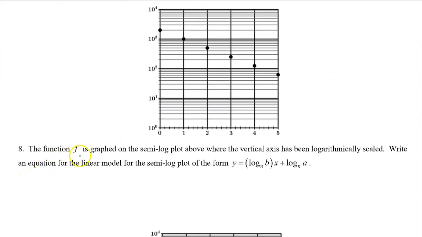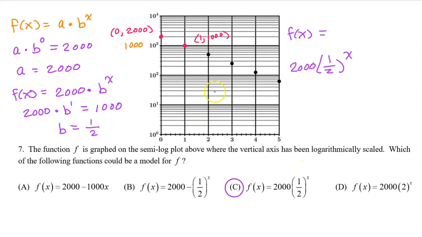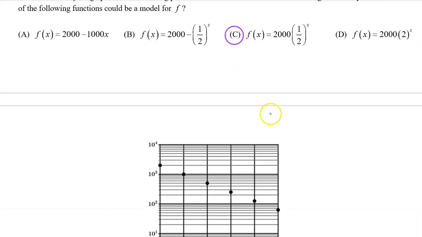Number 8, the function f is graphed on the semilog plot above where the vertical axis has been scaled logarithmically. Write an equation for the linear model for the semilog plot in the form log base n of b times x plus log base n of a. Wait, this is the same graph as before. So we just found the exponential model, which means we just found a and b.